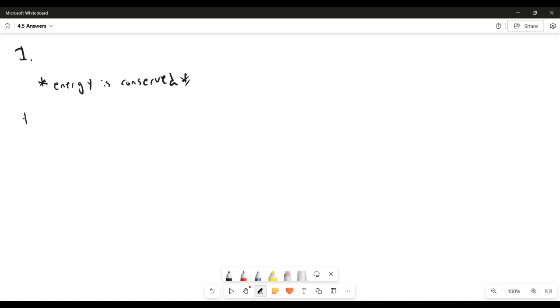So actually, let me write it like this. Is equal to the energy in the system after. So we use an arrow sort of to show that we mean after. I'm pretty sure that's how we use it. It's been a while.